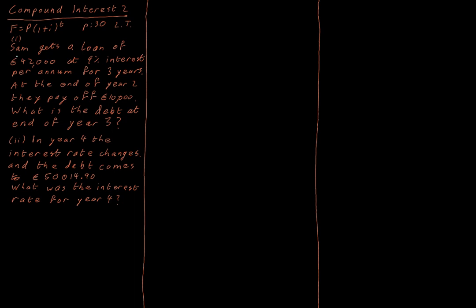So let's have a look at how this works out for Sam. Sam gets a loan of €42,000 at 9% interest per annum. Per annum means annually, per year, for 3 years. So our interest rate is in years and our time is in years. So they're in the same unit, which is good. At the end of year 2, they pay off €10,000. What is the debt at the end of year 3? We'll look at part 2 in a few minutes.